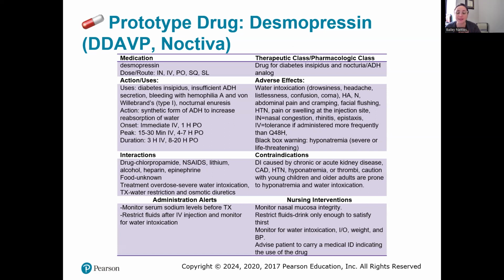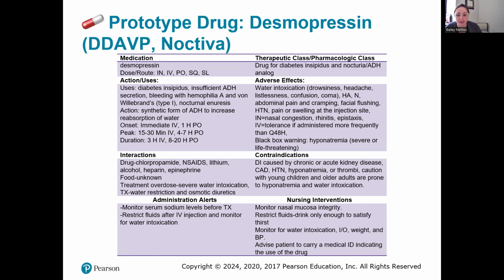Cardiovascular disease, CAD, high blood pressure, because we don't want to make it worse, right? We already have some kind of cardiovascular disease. We don't want to make it worse. Hyponatremia, because we will make the hyponatremia much worse, and we do not want to send people into seizures and death, okay? If you've had a clot, caution with young children or older adults who are more prone to water intoxication and hyponatremia. So, once again, monitor those sodium levels, okay?